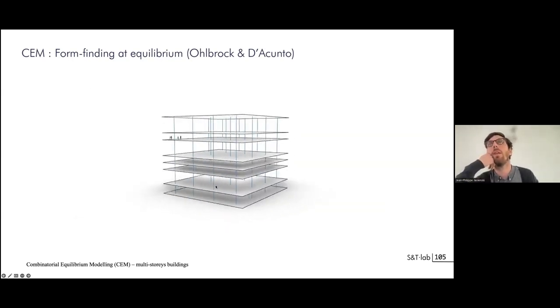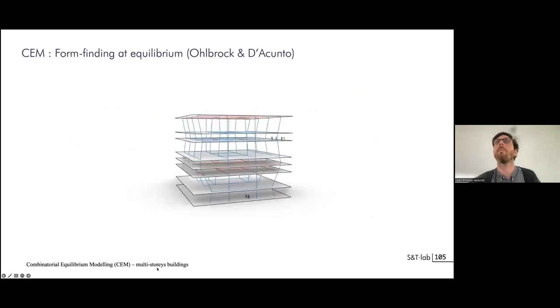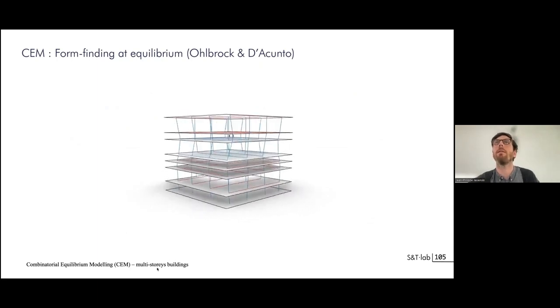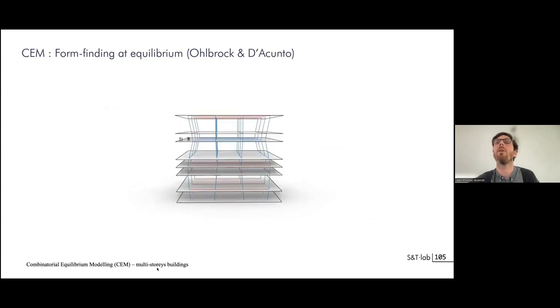So now you can see them in video in 3D if it doesn't stop. Okay. So you can see the different solutions.